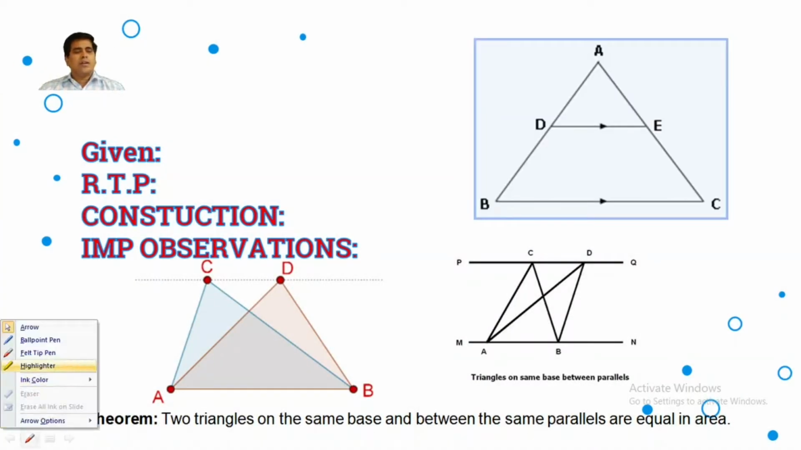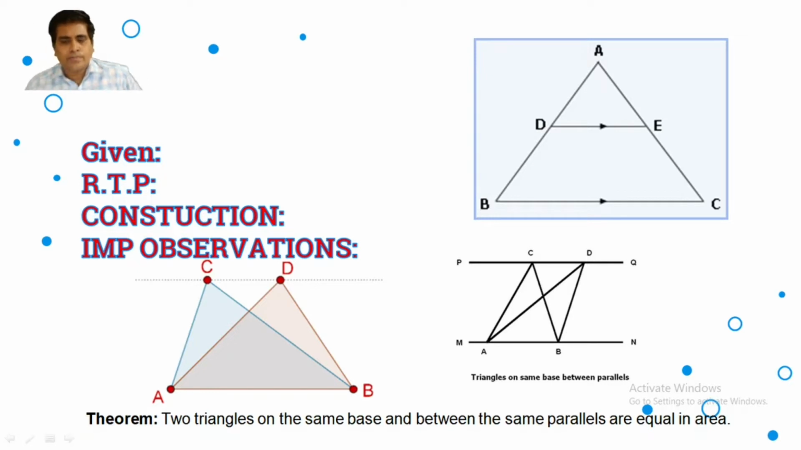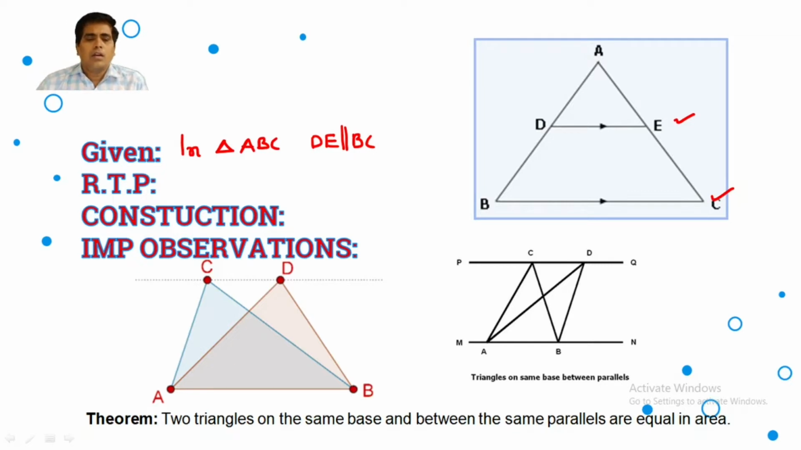After discussion of the BPT theorem statement, we'll try to write what is given in the statement and what we have to prove. Clearly he has mentioned the triangle. In triangle ABC, DE is parallel to BC. This is what has been given.